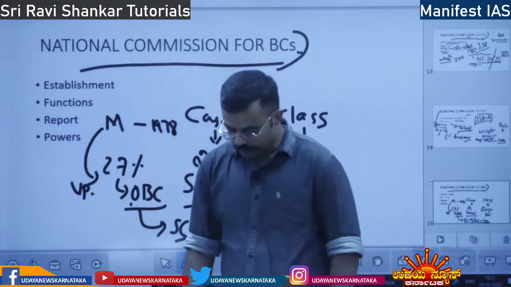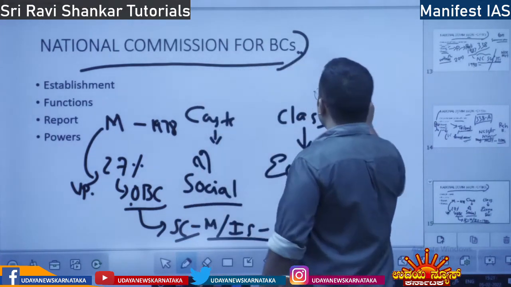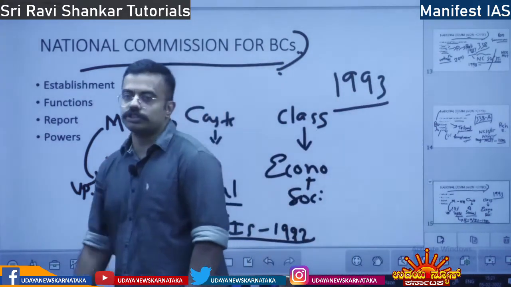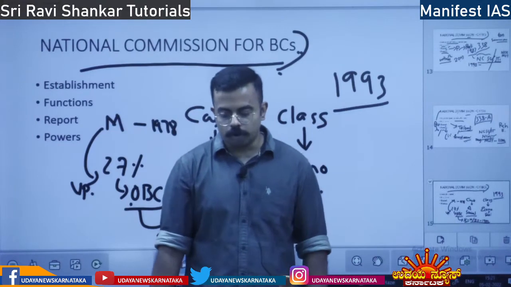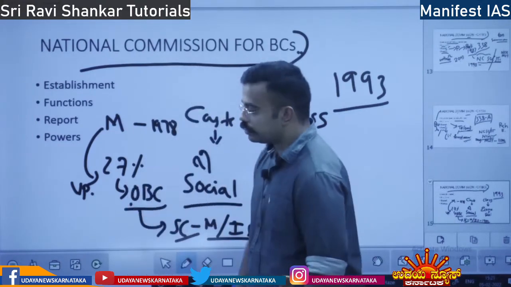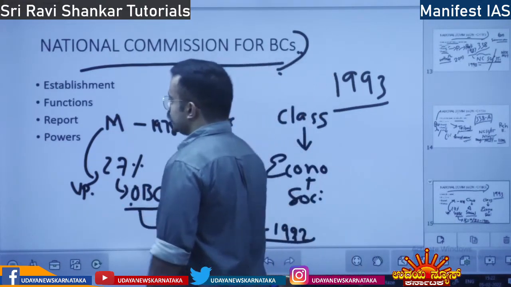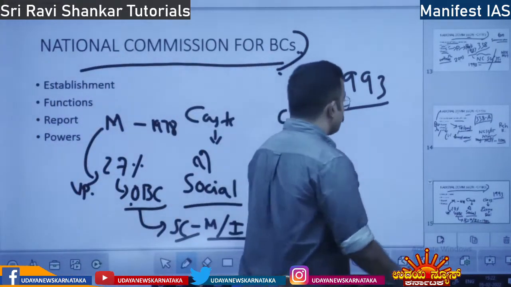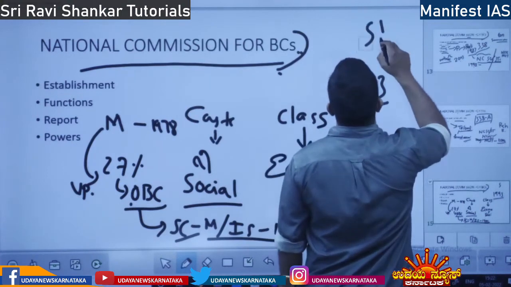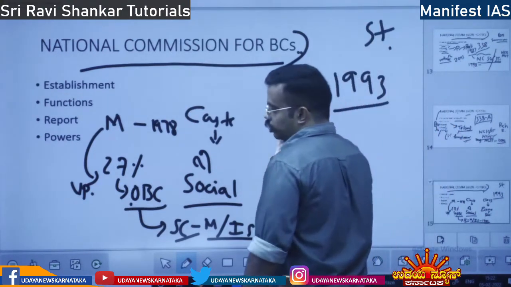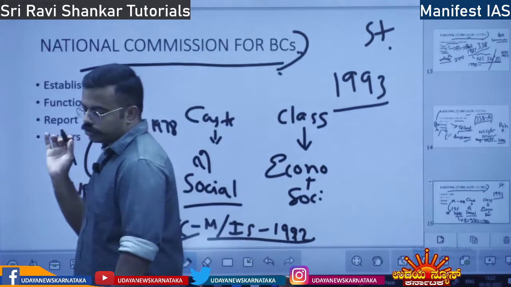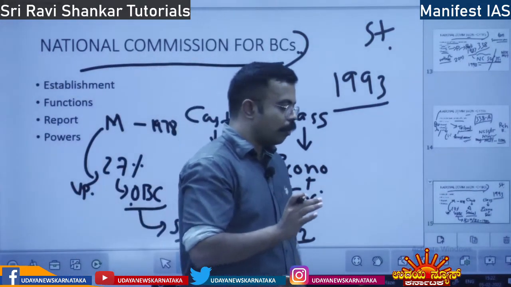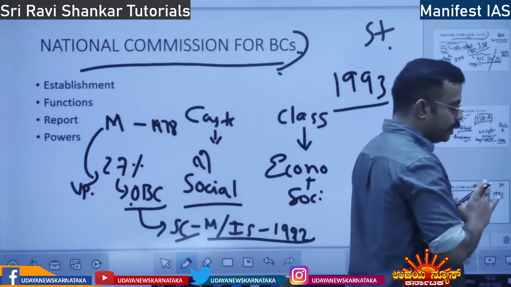So after this judgment, in 1993, this was constituted. However, it was not a constitutional body, it was a statutory body. What is the difference between a statutory body and a constitutional body? A statutory body is based on a law; statutory means law. You remember this. The body is constituted by a law from the Parliament. The Parliament forms a law, and out of this law this body originates.